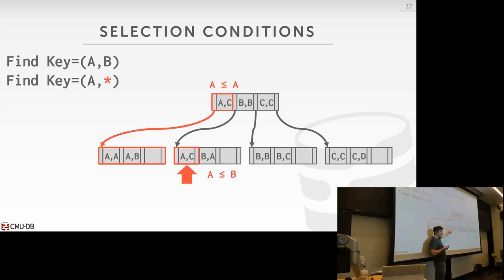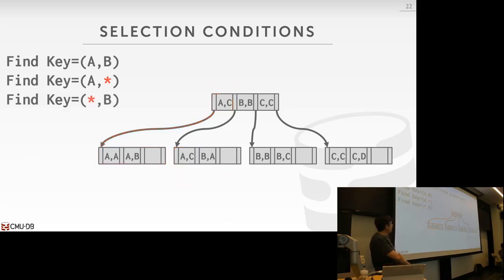So in this case, as soon as I find one that starts with B, I know my search is done, and there's not going to be anything else remaining in the leaf nodes that would satisfy my predicate. So this one, again, is pretty easy, or not easy, but a lot of data systems can support this one. The hard one is this, where you only have the last element and not the first one.